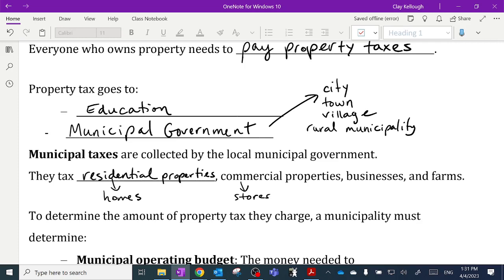What's missing from this list? What else is there? Obviously, schools aren't on there. Kind of makes sense. I mean, that'd be like paying yourself, right? It's like, hey, we're paying our property taxes on the school to run the school. So yeah, obviously schools don't pay property taxes. What else isn't on there?